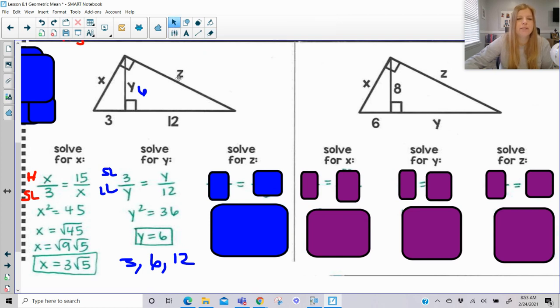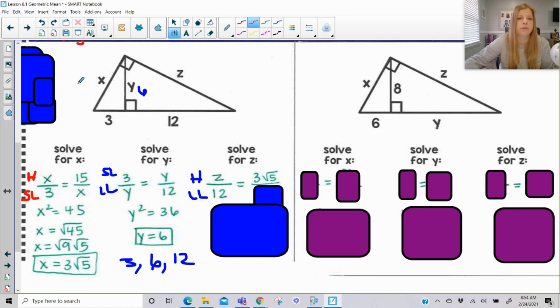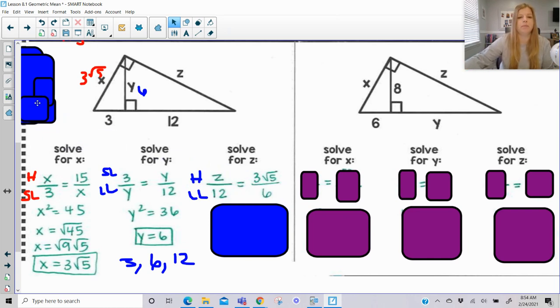Z. Okay, so Z is the hypotenuse of the medium-sized triangle, and Z is the longer leg of the big triangle. So it's a hypotenuse and a longer leg. So if I say, okay, I'm going to set up hypotenuse over longer leg, I would then be able to say, well, 3 radical 5, this is just one of the ways to do it. Since I know X is 3 radical 5, I could set up 3 radical 5, this hypotenuse, over the longer leg of 6. This would be just one way to be able to do this.